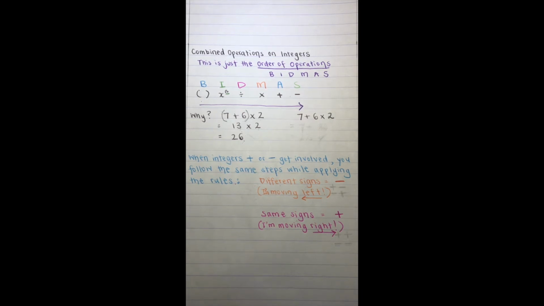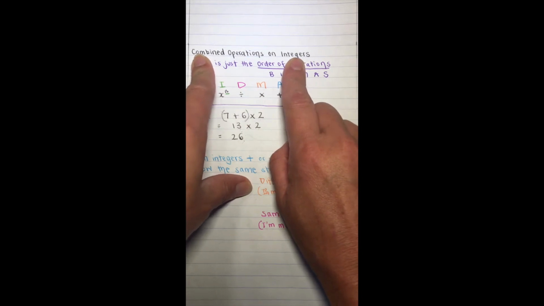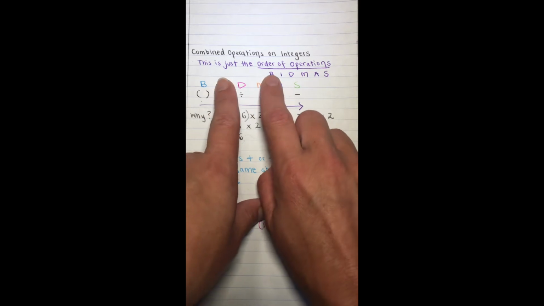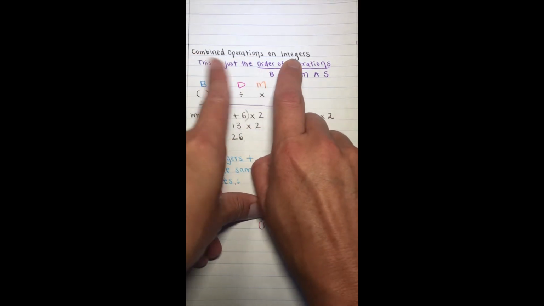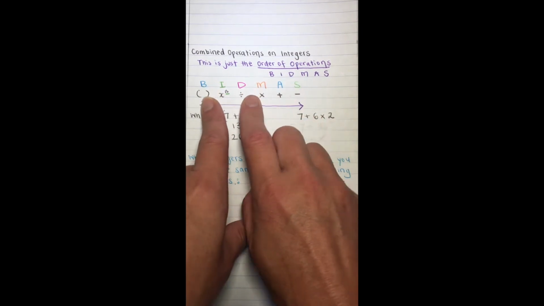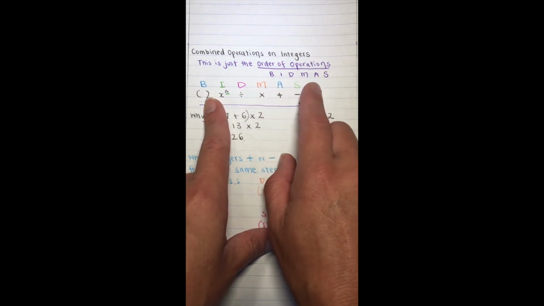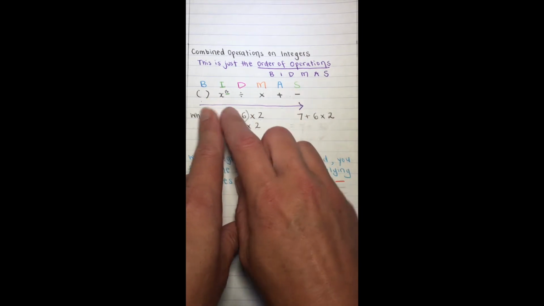This is a pretty short video because you already know everything that's involved. Essentially what we're looking at is combined operations on integers. What that means is it's looking at sums that involve different operations and integers, positive and negative numbers. So when we're talking about the order of operations, I like to use the term BIDMAS. So that's the order that we do the operations inside the sum in.